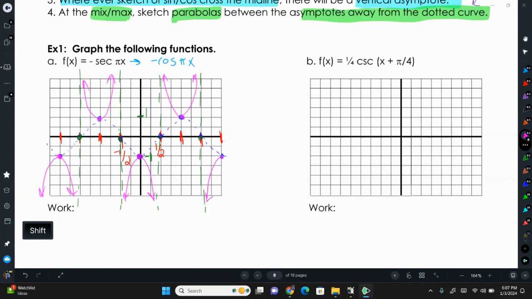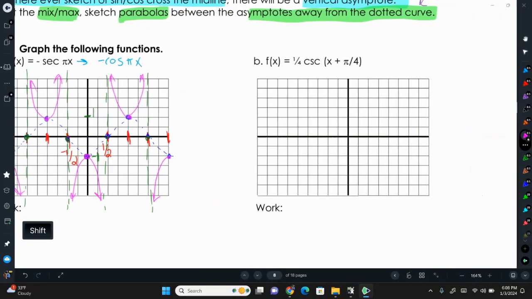Now, I can see how this is confusing with all the dotted lines and asymptotes. That's what I'm saying. At some point, you may not need to draw in the dotted cosine or sine curve. But for the first 2, I'm going to do that just so you can see how that works. But this is what the graph would look like. You don't need to erase anything. You can leave it just like this.